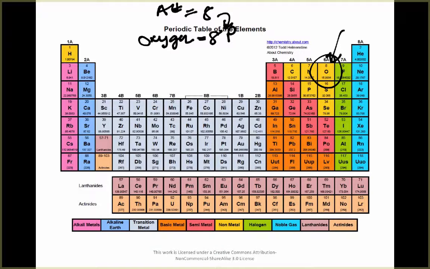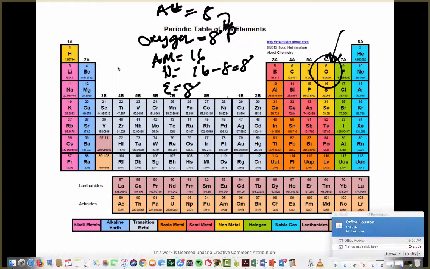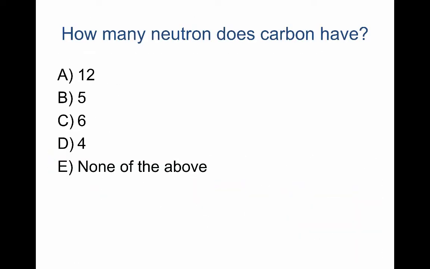What's the atomic mass? It's 15.999, so you can round it to 16, right? So how many neutrons do you have? You can figure out 16 minus 8, right, equals 8. And then how many electrons does it have? Well, it has 8 protons, so it has 8 electrons. So hopefully you figured out how to use that.